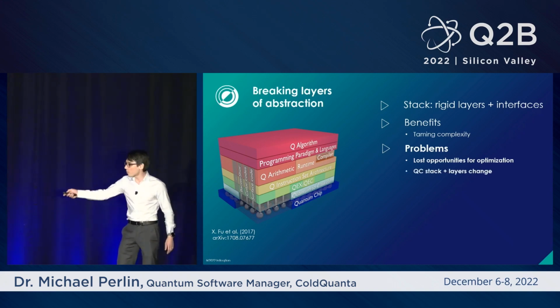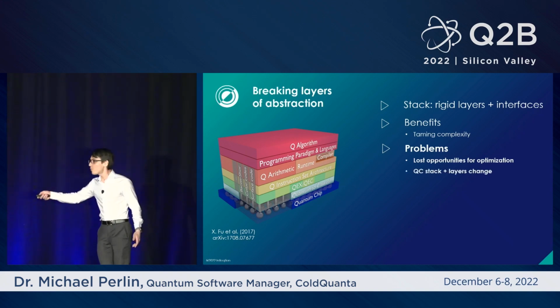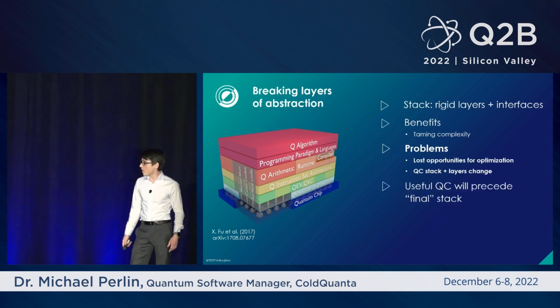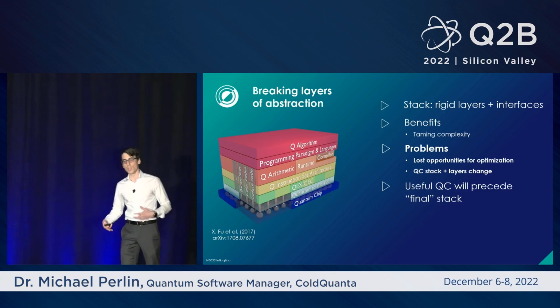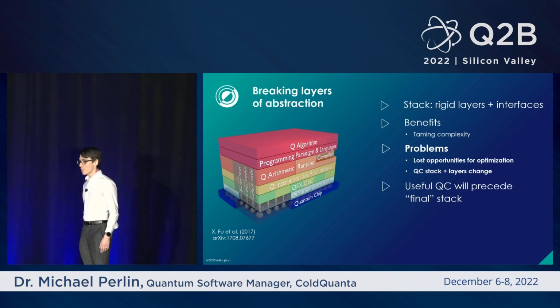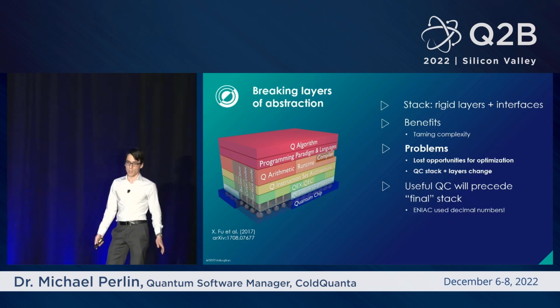And second of all, the quantum computing stack actually changes over time. So we're still figuring out how to do this, how to do it well. And it's highly likely that useful quantum computing applications will precede whatever final stack we end up with decades later. This was just as true for classical computing as it will be for quantum.